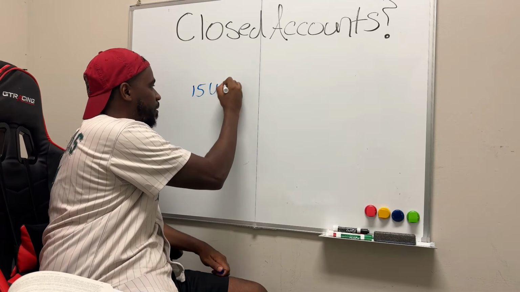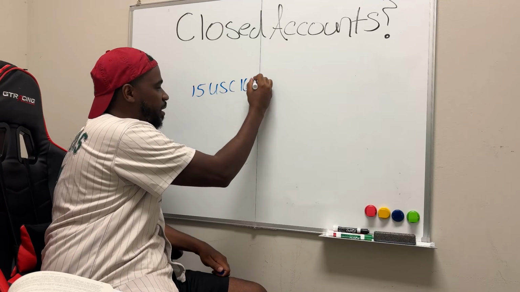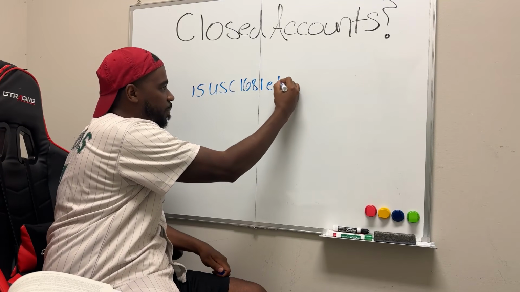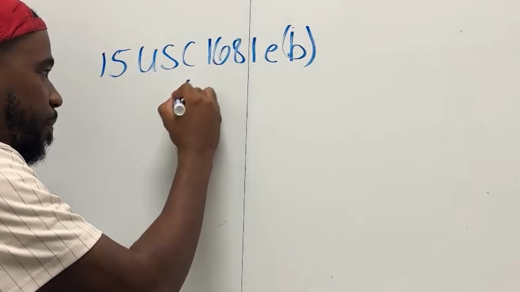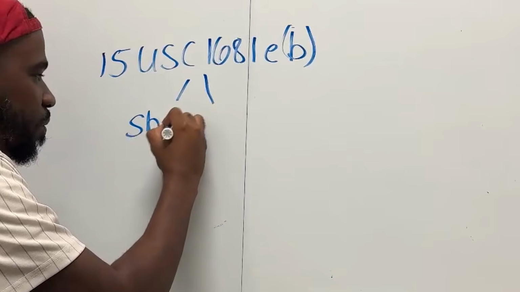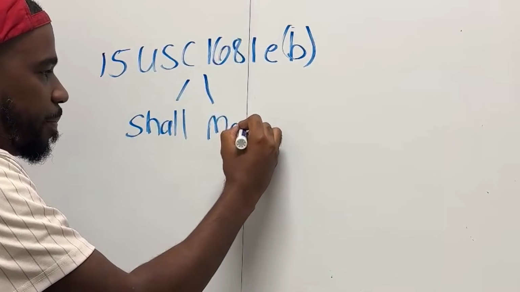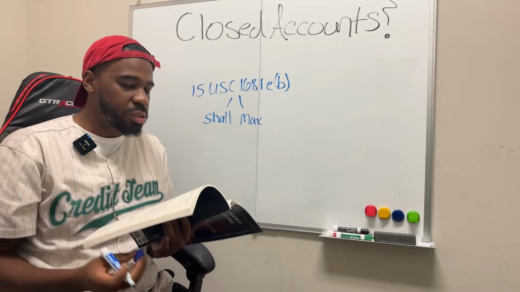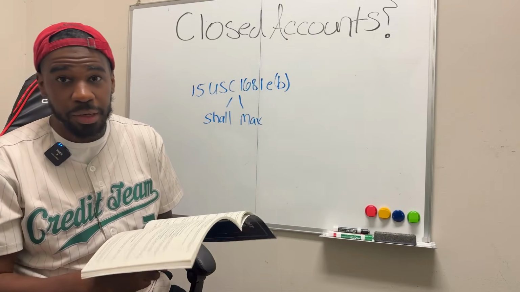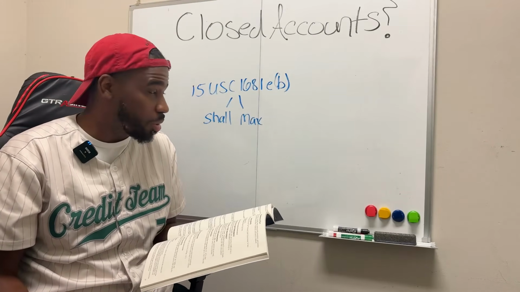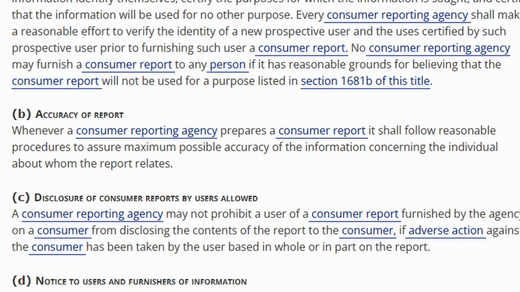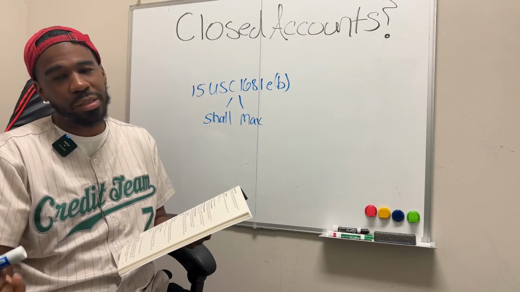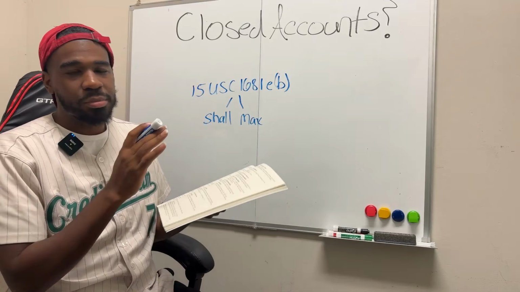15 USC 1681e(b). You can look up the law. But two words: shall and maximum. Based on these two words, the Fair Credit Reporting Act is giving Experian and anybody else a direct order. The direct order is whenever a consumer reporting agency prepares a consumer report, it shall. Shall means it must. There's nothing else. It shall.